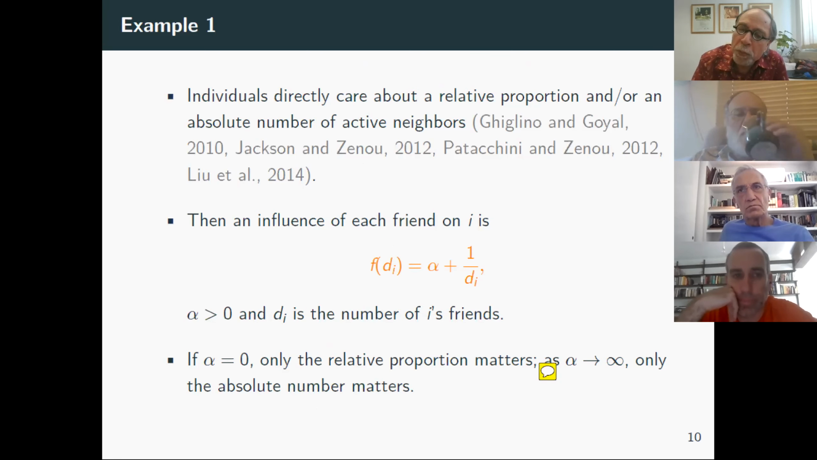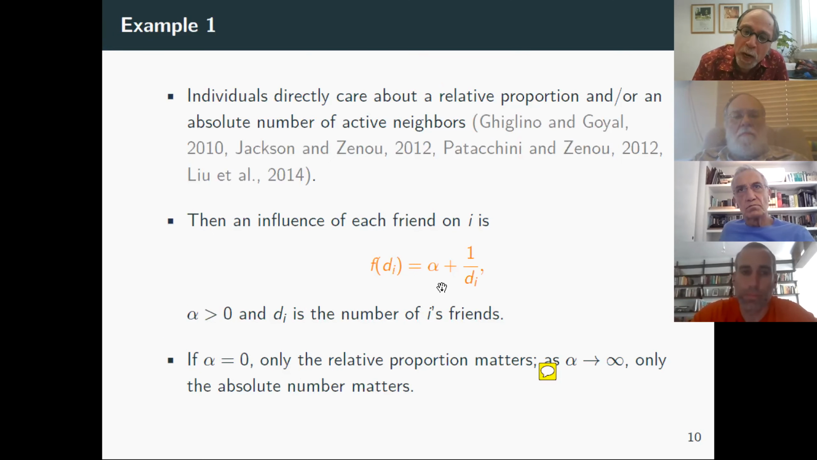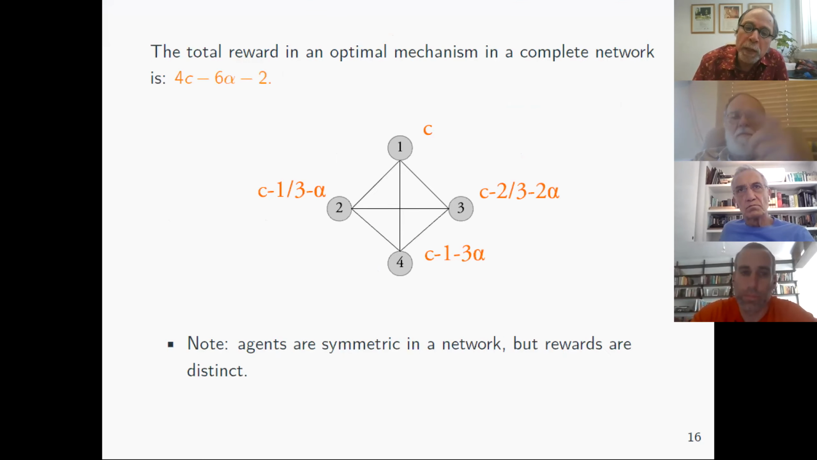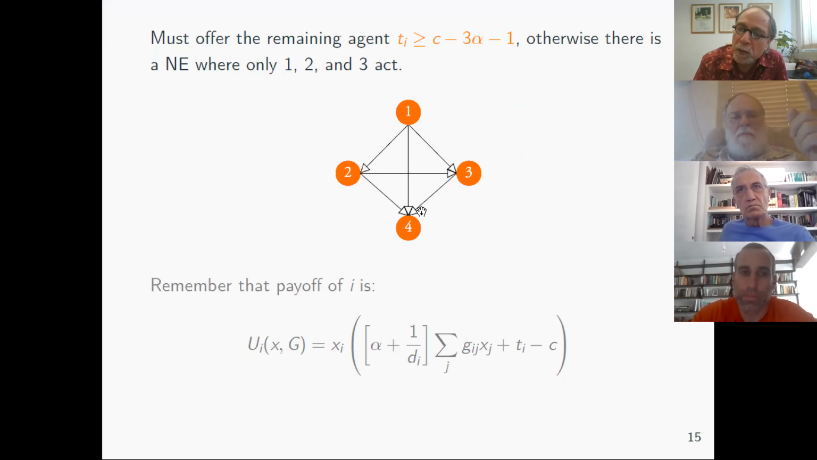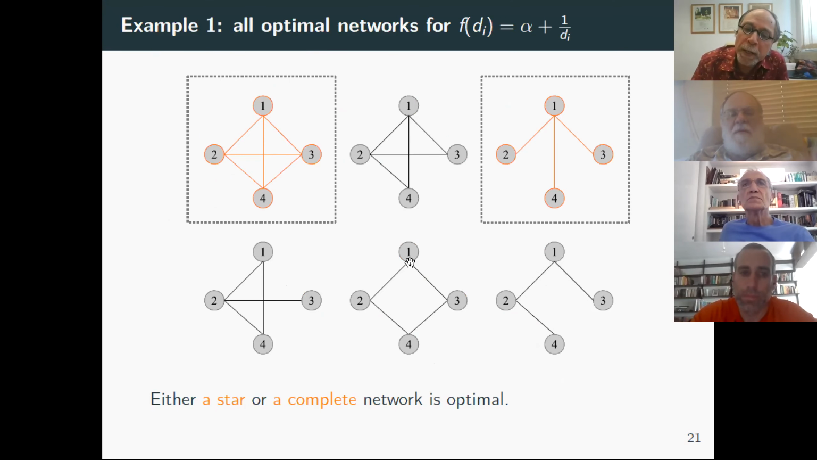Compute for each graph the optimal mechanism. Ask yourself, which is the graph for which the optimal mechanism is the cheapest? The answer is that for small alpha, it's going to be the complete graph. And the star is for high alpha. But there exists no alpha for which, for instance, this square below is an optimal graph.